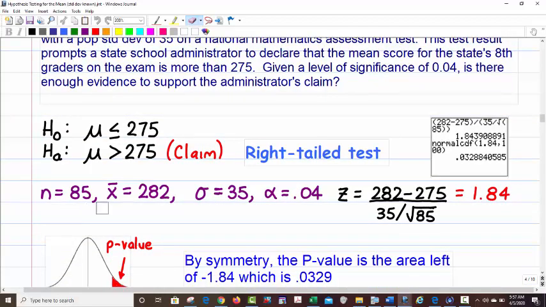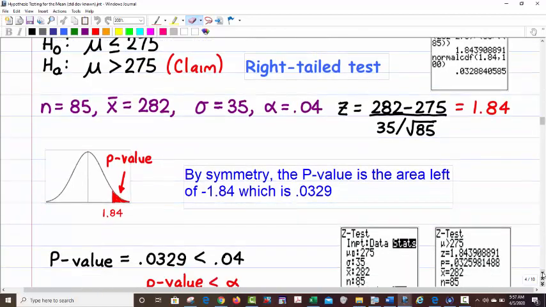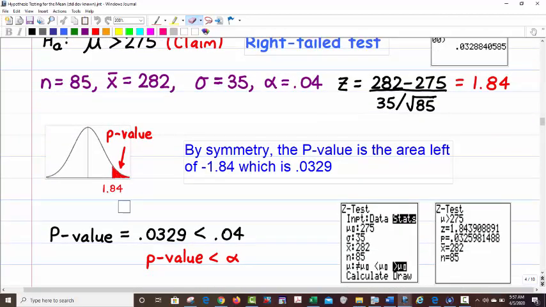All right, n is 85. The sample mean is 282. Population standard deviation is 35. Level of significance 0.04. Here's the z-test. It'll be x bar 282 minus 275 over 35 divided by the square root of 85, which is 1.84. So we are absolutely expecting the test statistic to be positive for any right-tailed test.